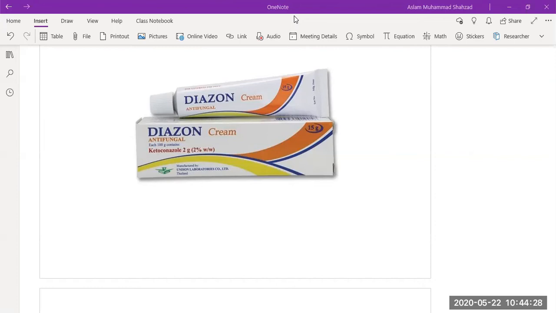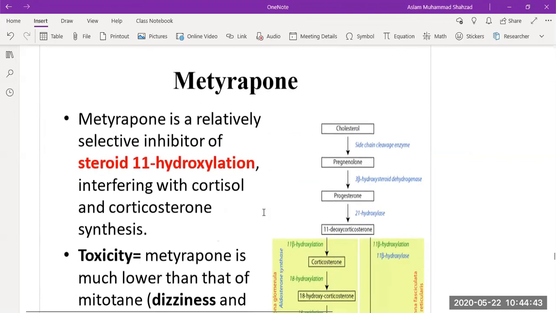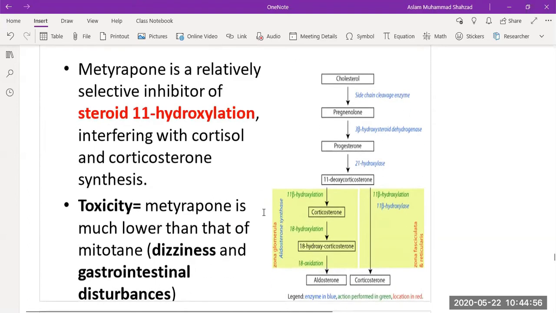So we need to test the liver function and adrenal function before stopping the drug, and this is a very important point. Then we have the other drug, which is metyrapone. And metyrapone is a relatively selective inhibitor of steroid 11 hydroxylation, interfering with cortisol and corticosterone synthesis. We're not going to discuss this block mechanism of action.